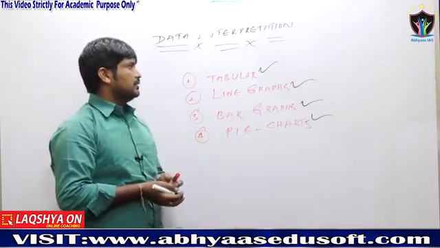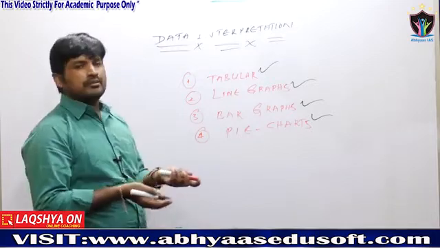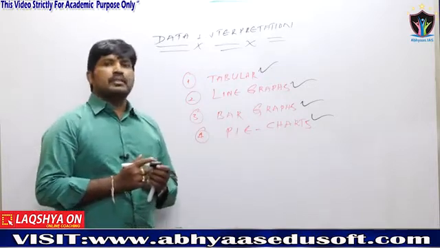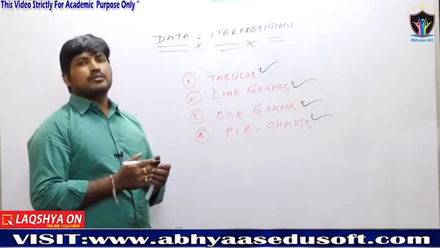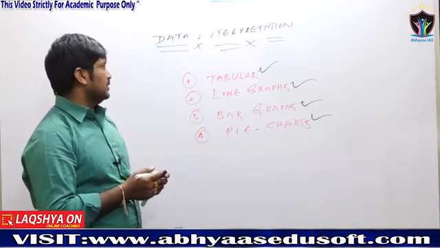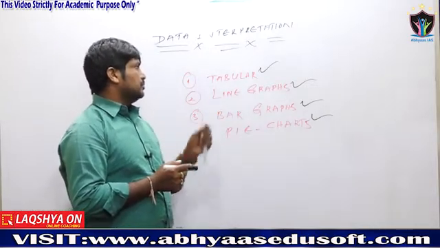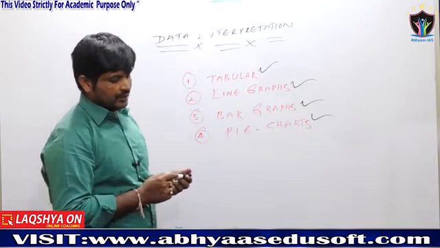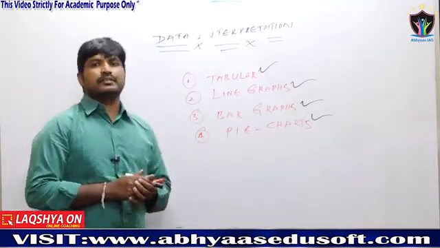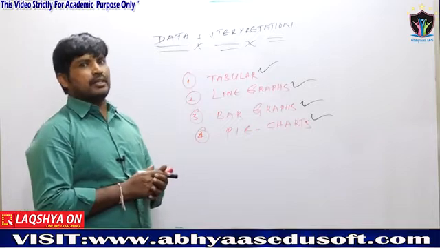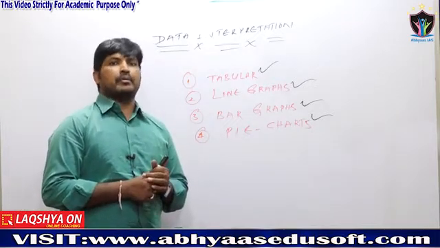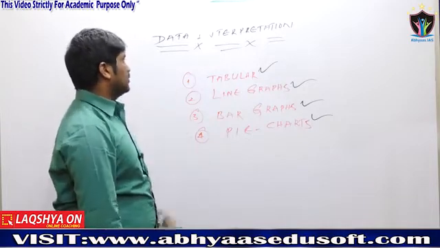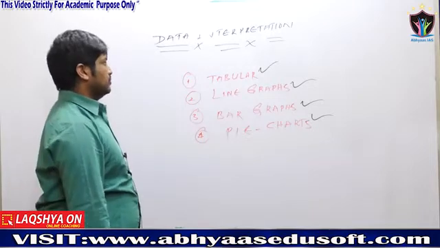In these 4 ways, we have to find only 4 types of answers: ratios, averages, profit and loss, and percentages. Before solving these problems one by one, let us learn what is ratio, what is percentage, what are averages, and what is profit and loss, and how to calculate them in a quicker manner.